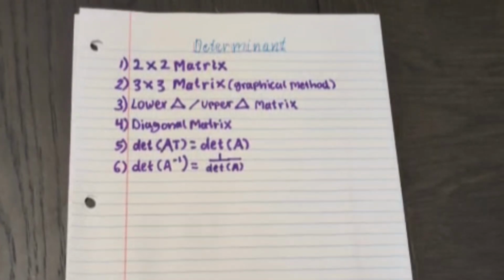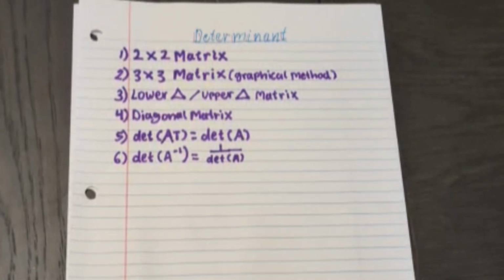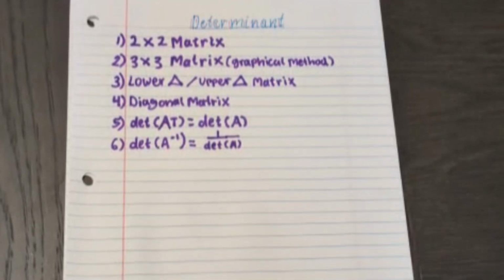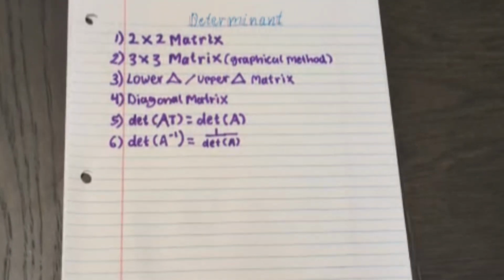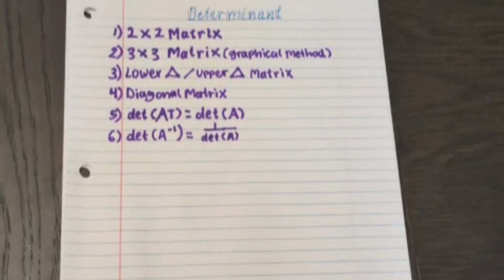The first is how to find the determinant of a 2x2 matrix. The second is how to find the determinant of a 3x3 matrix using the graphical method. The third is going over a lower triangular and an upper triangular matrix example and how to find the determinant of those. I will also be going over what a lower and upper triangular matrix mean.